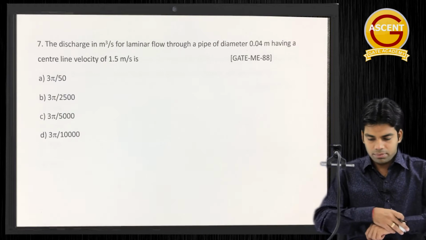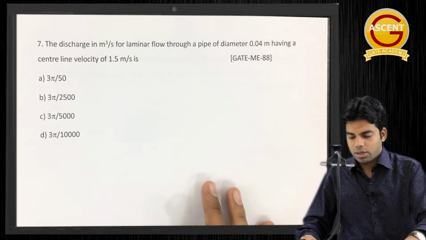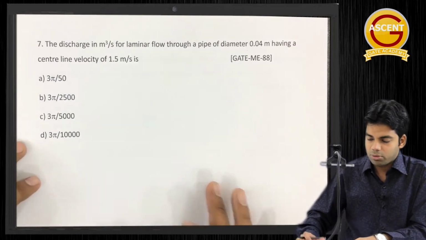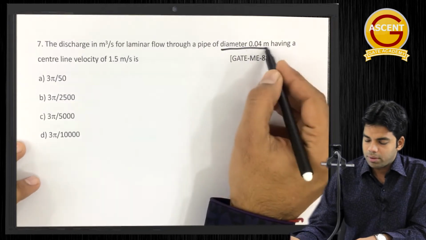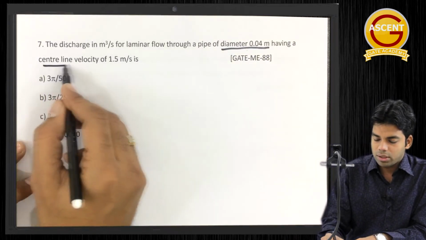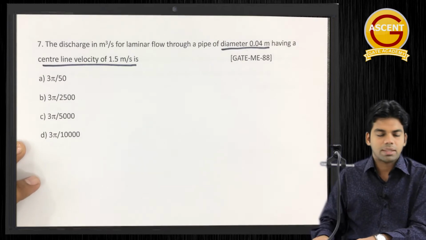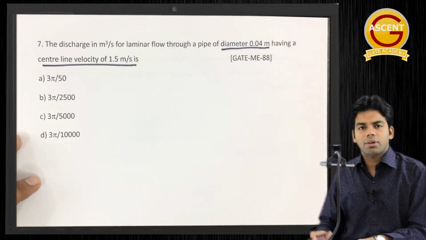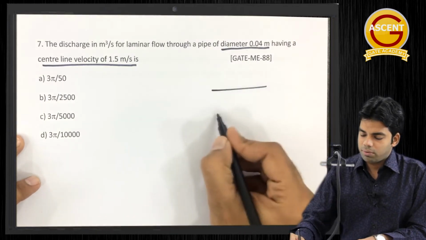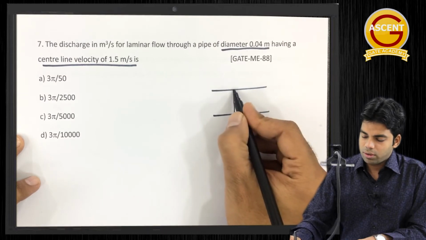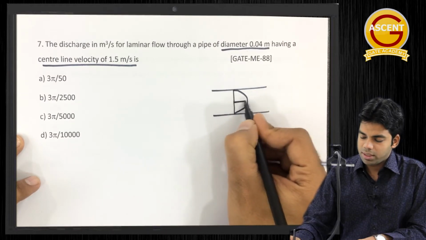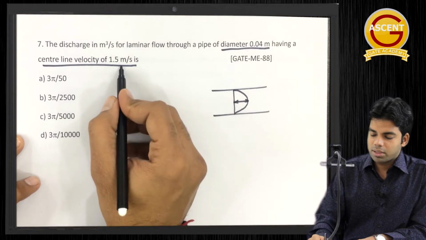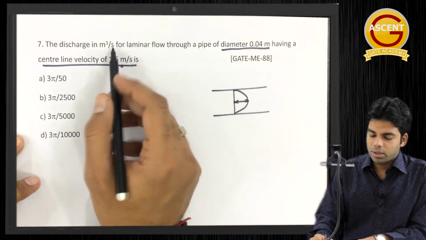The discharge in meter cube per second for laminar flow through a pipe of diameter 0.04 meter having a center line velocity of 1.5 meter per second is. Same thing, center line velocity means maximum velocity. When the water is flowing through a pipe, maximum velocity will be at center. Okay, that means maximum velocity is given. What we have to calculate? We have to calculate the discharge.